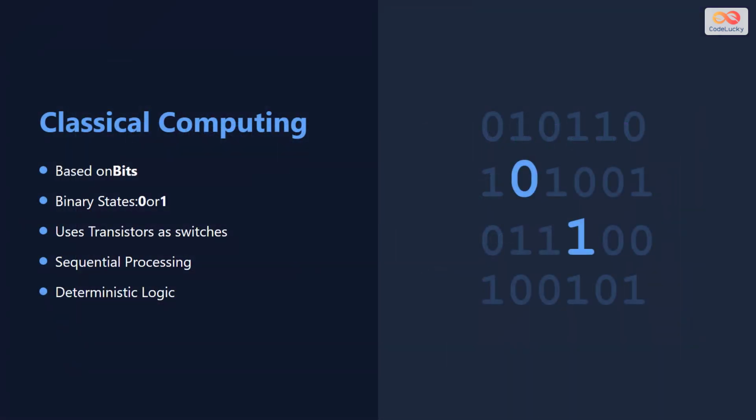Let's start with what we know. Classical computing is the foundation of your laptop, smartphone, and the internet. It relies on bits. A bit is the smallest unit of data, and it can exist in one of two states, 0 or 1. It's like a light switch that is either off or on.